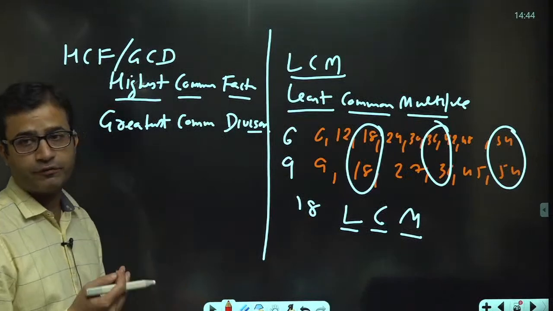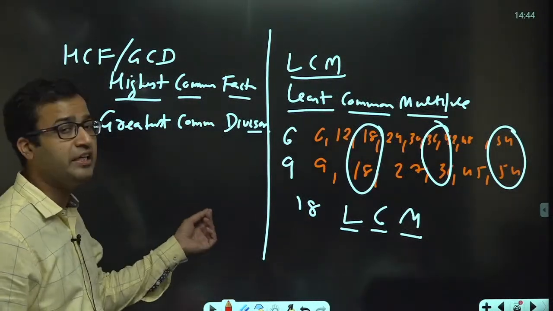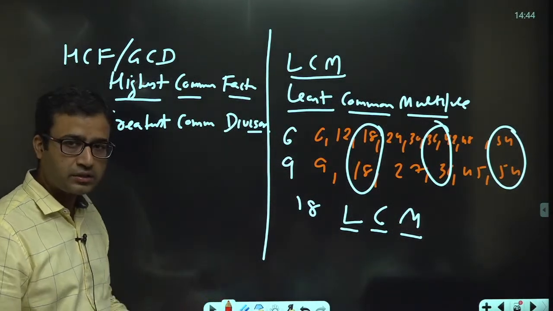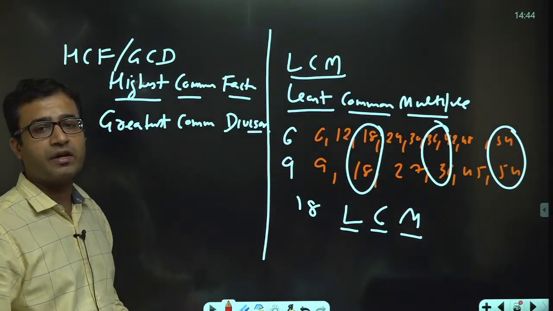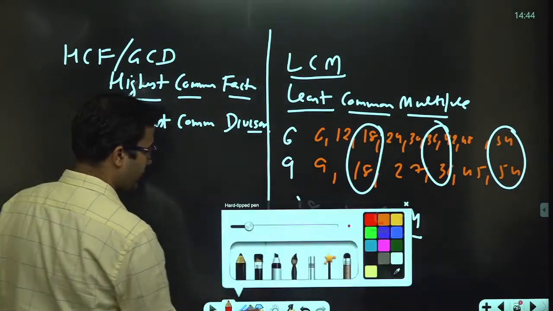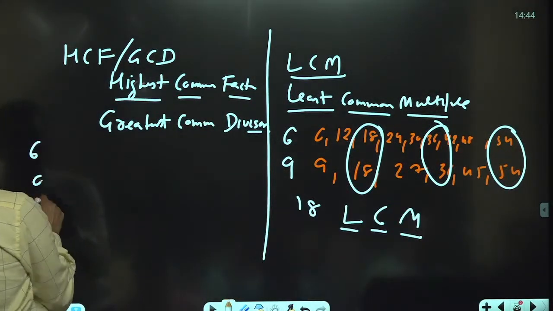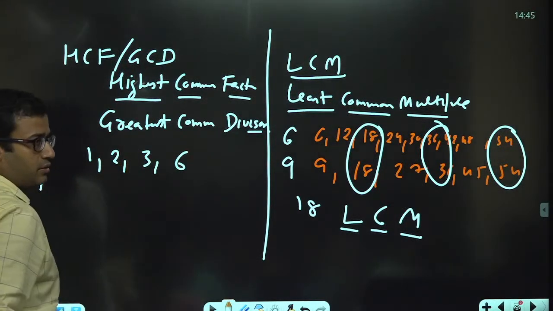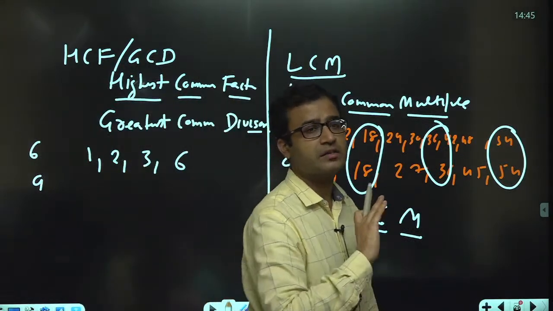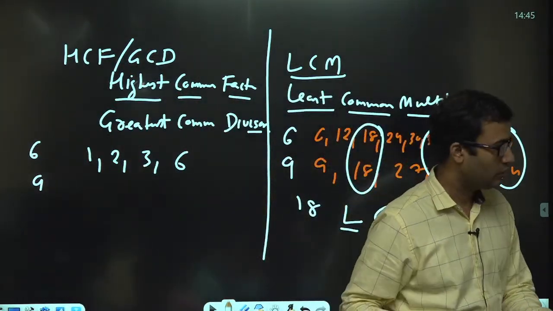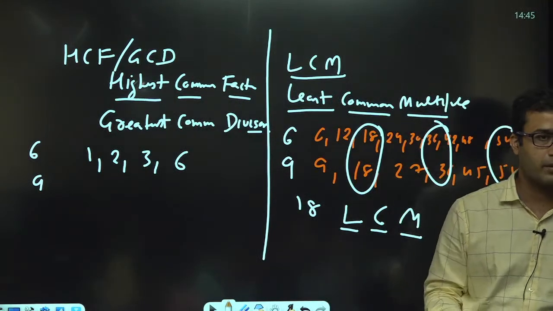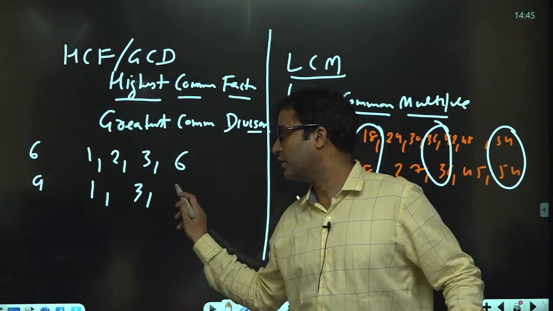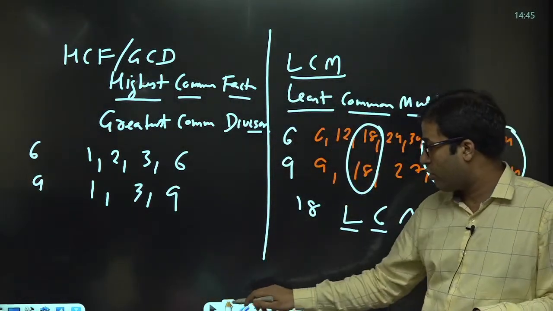Similarly, definition of HCF: factors, common factor, among the common factors highest. Example, I take 6 and 9. What are the factors of 6? 1, 2, 3, 6. See, 1 is a factor of all natural numbers. 1 तो सबका होगा ही होगा क्योंकि 1 सबको डिवाइड कर रहा है. What are the factors of 9? 1, 3, 9. What are the common factors here?